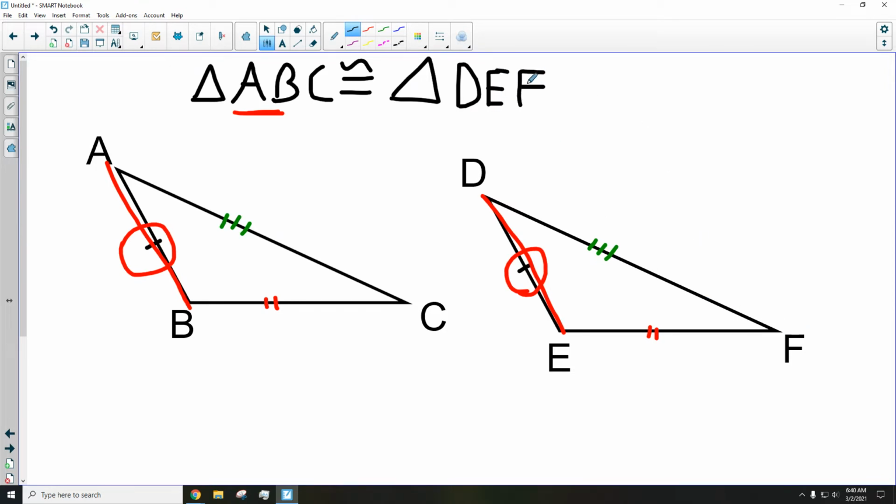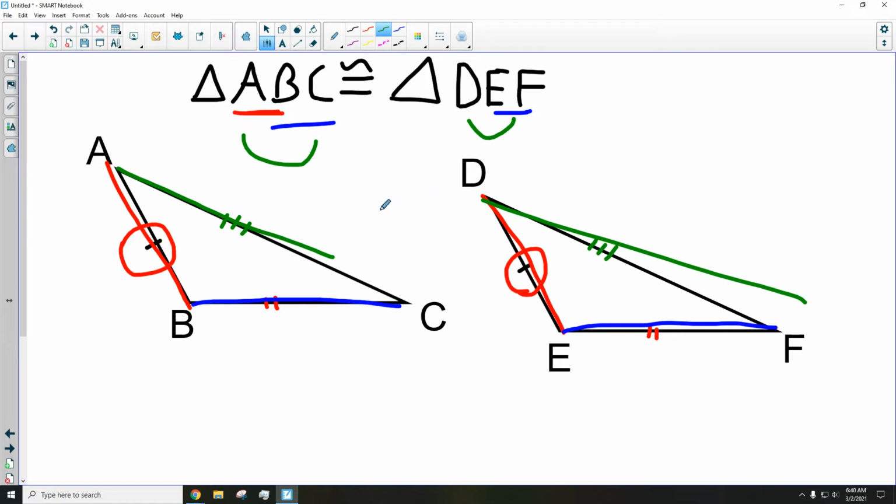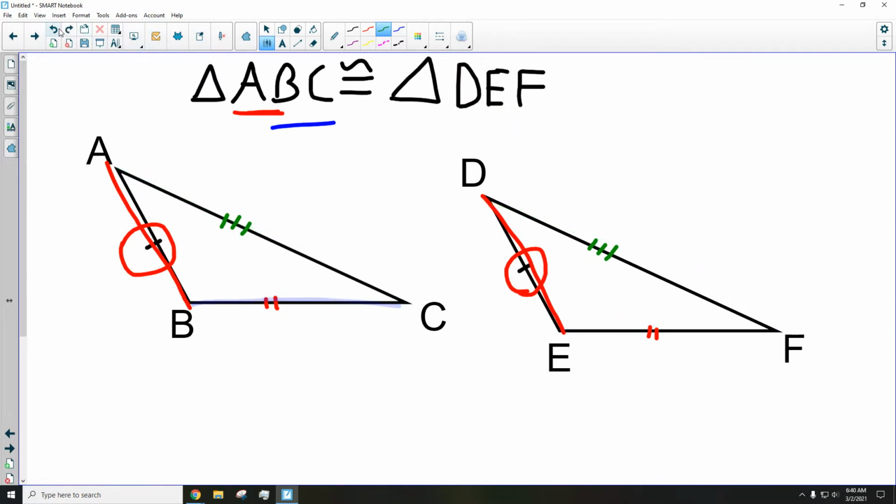Now, if we did this correctly, things should match up pretty well. So A and B has the first mark, so does DE, and then B and C has the two marks, so does EF, so we're good there. And then we have A to C, which is the 3, and D to F, which is the 3. Okay. And if all the extra stuff is confusing, essentially what I did, let me get rid of some of these.